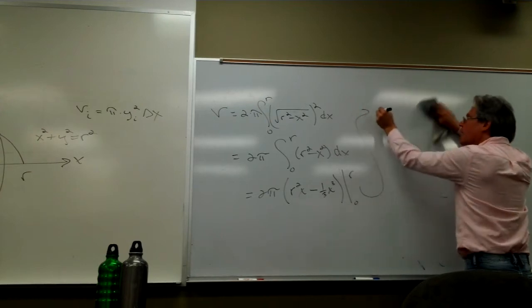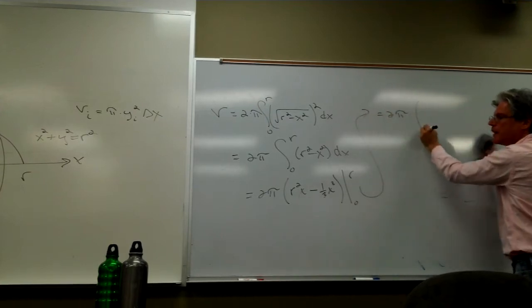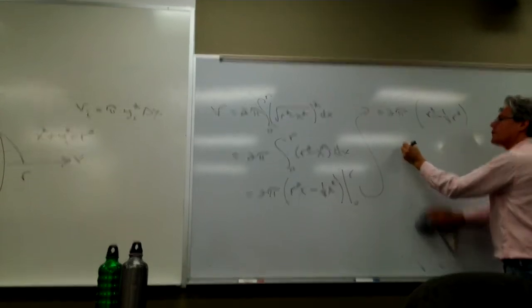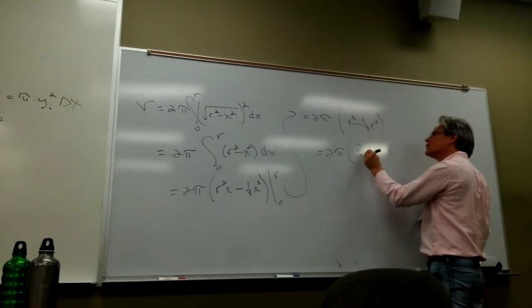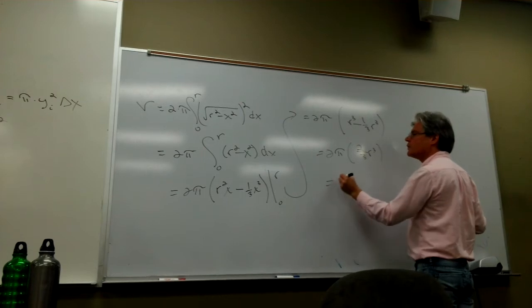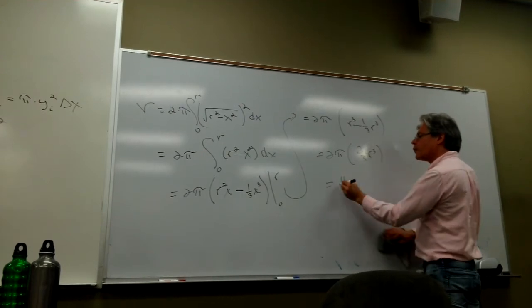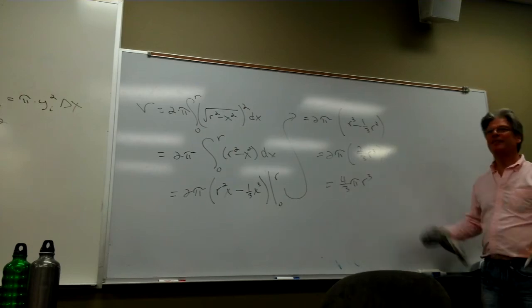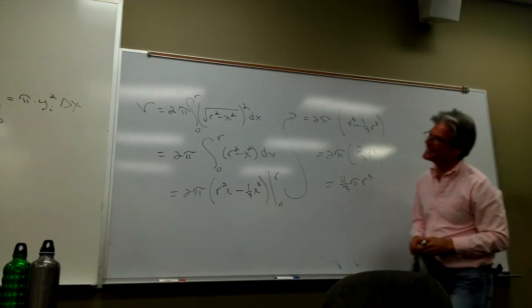So I've got 2 pi times, is that an r cubed minus 1/3 r cubed? Or is that 2 pi times 2/3 r cubed? Which is, oh, look at that. 4/3 pi r cubed. This is why my wife doesn't take me to parties anymore.